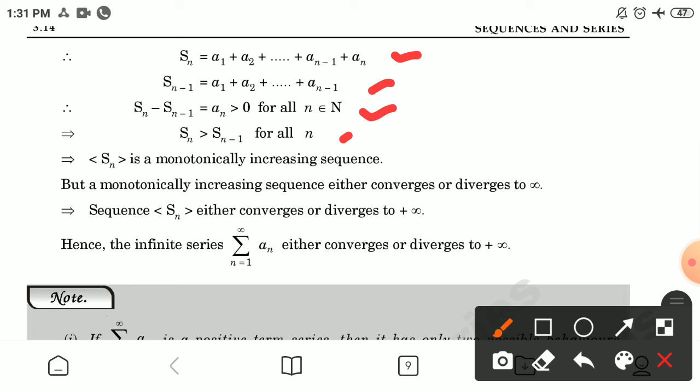This implies Sn is a monotonically increasing sequence, but a monotonically increasing sequence either converges or diverges to infinity, and this implies the sequence Sn either converges or diverges to infinity. Hence the infinite series summation an either converges or diverges to plus infinity.